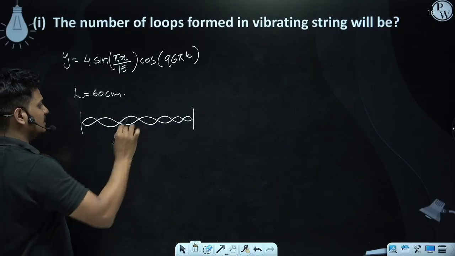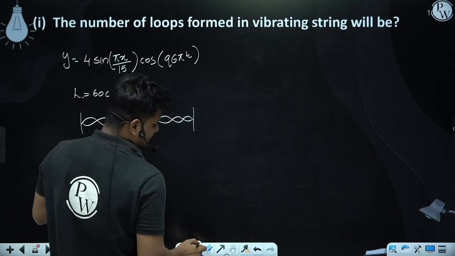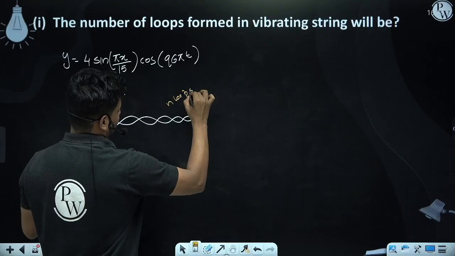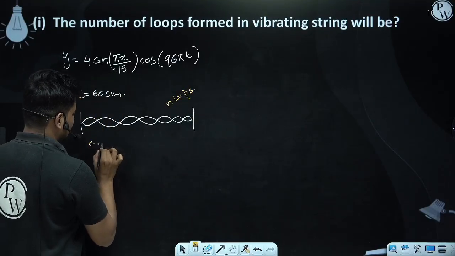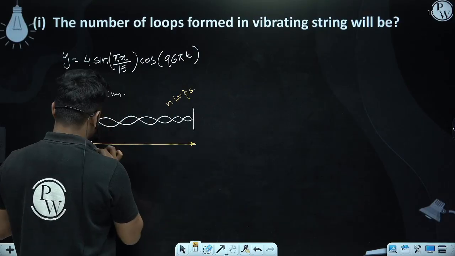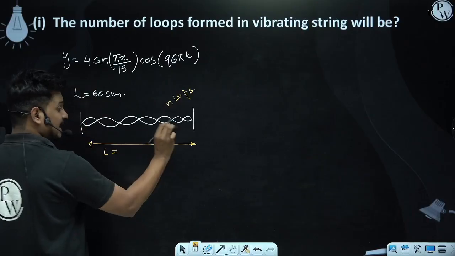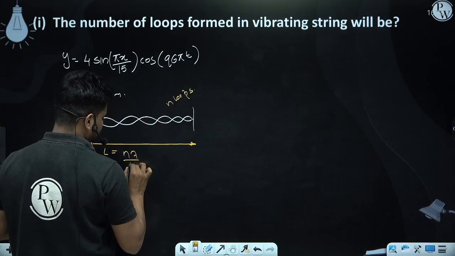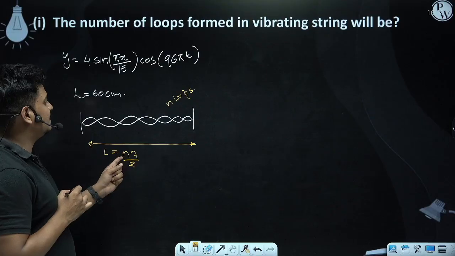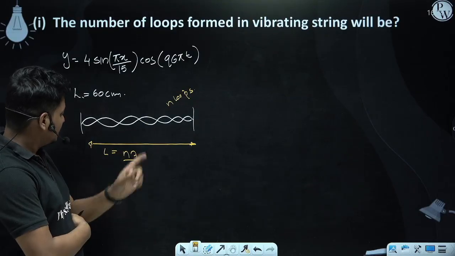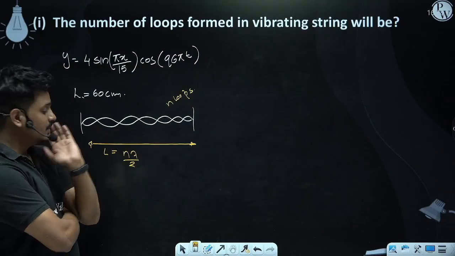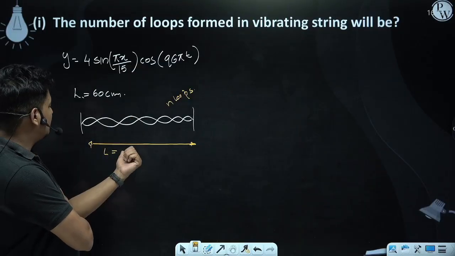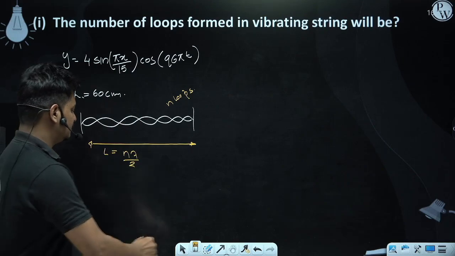Just imagine there are n loops, and this length is given. What is this length? The length is L. If there are n loops like that, then L is equal to n lambda by 2. Here n is the number of loops. If we can find the lambda value, because L is known to us, we can find lambda from this expression, and then we can easily find the n value. Let's try that.